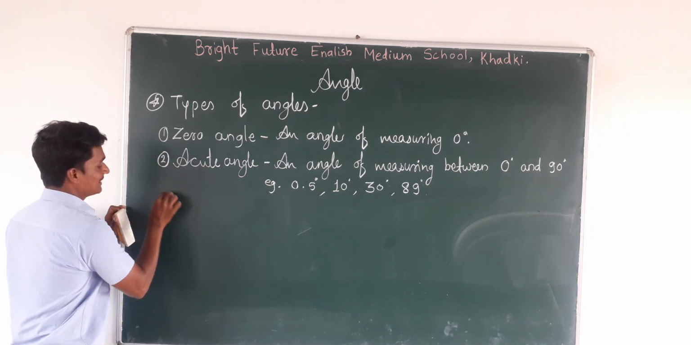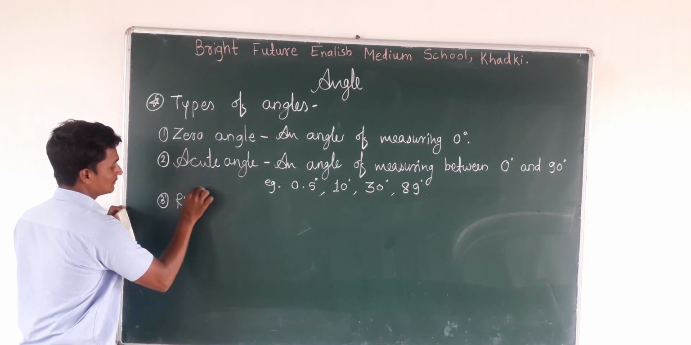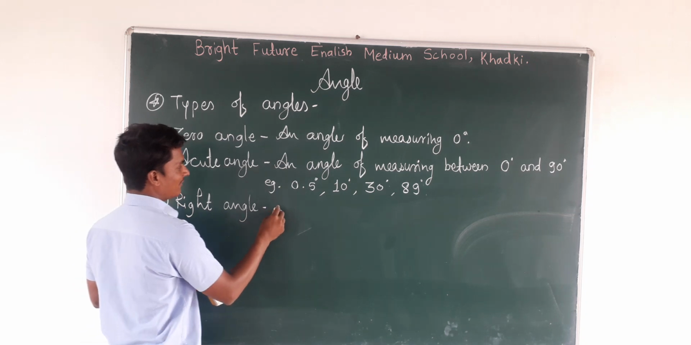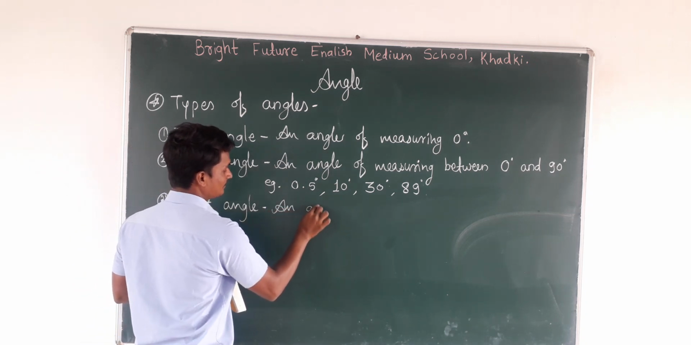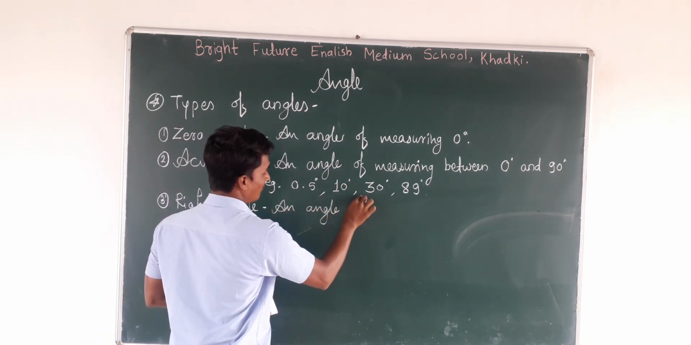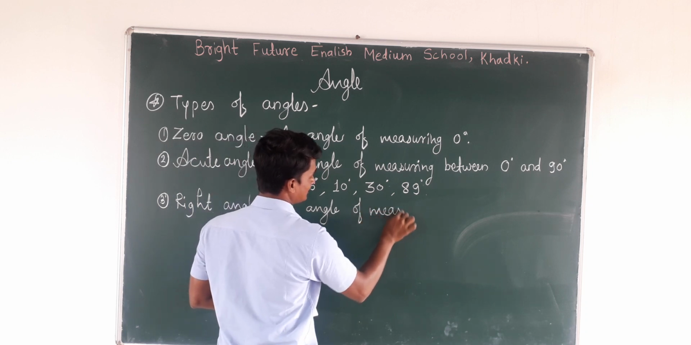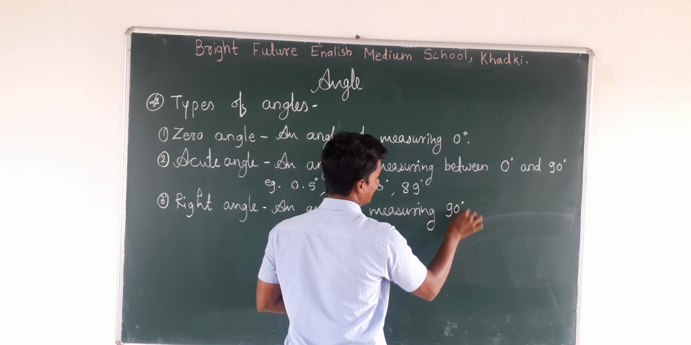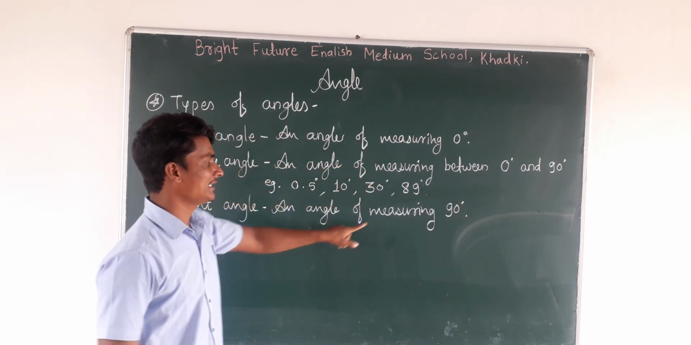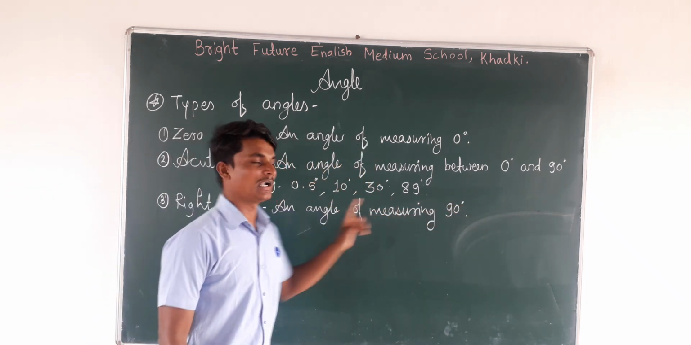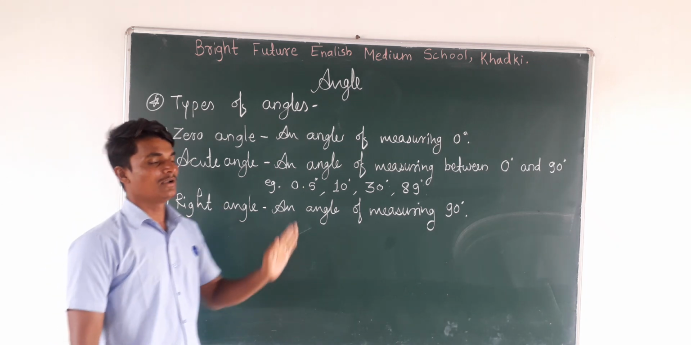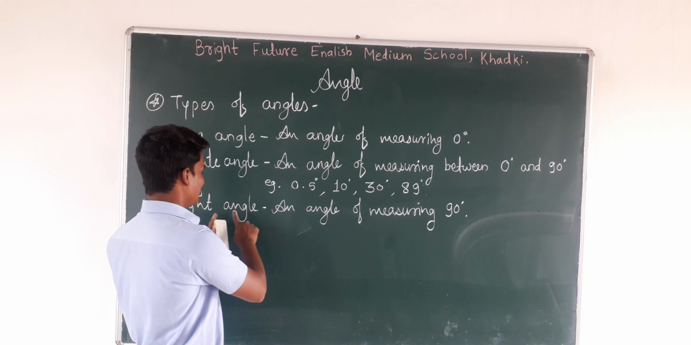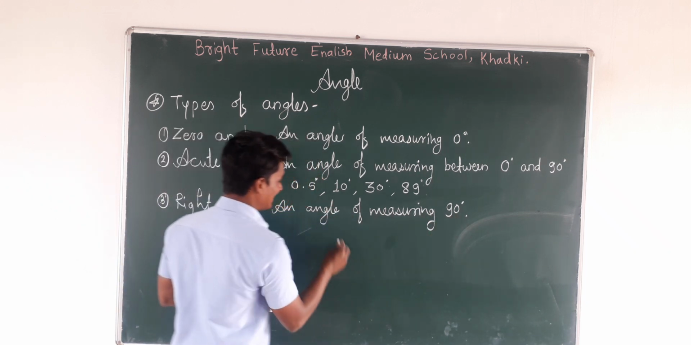The third type is the right angle. The definition of a right angle: an angle measuring exactly 90 degree is called a right angle. That means whatever angle it is, if its measure is 90 degree, it is a right angle.